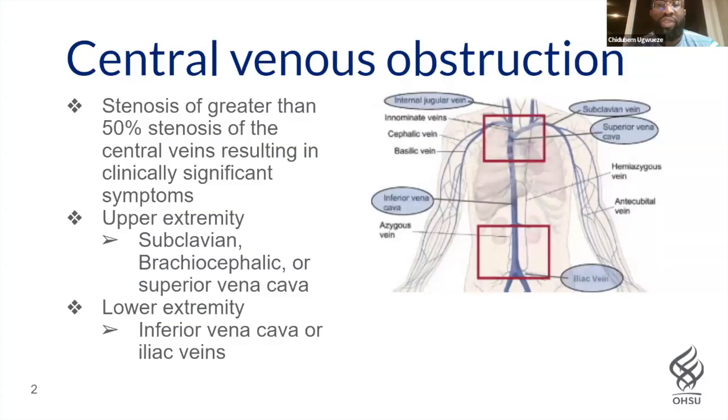So, a brief overview of central venous obstruction. Central venous obstruction is basically a stenosis of any central vein in the upper or lower extremity that results in clinically significant symptoms. In the upper extremity, it can be an occlusion of the subclavian vein, the brachiocephalic vein, or the superior vena cava. In the lower extremities, it's the inferior vena cava or the iliac veins that can be occluded, leading to either symptoms within the pelvis or symptoms in the lower extremities.